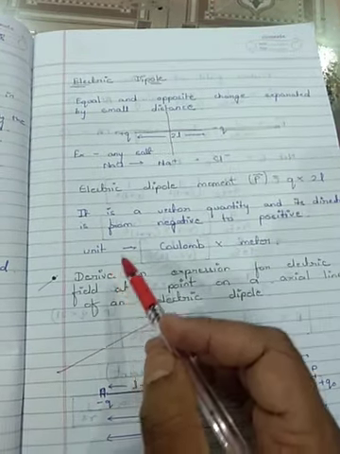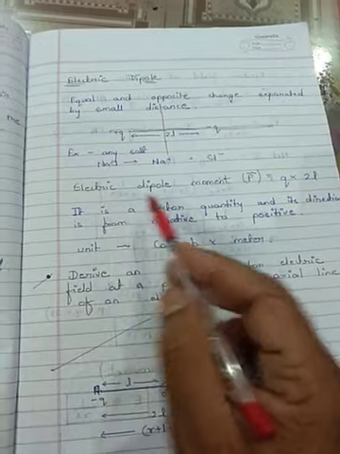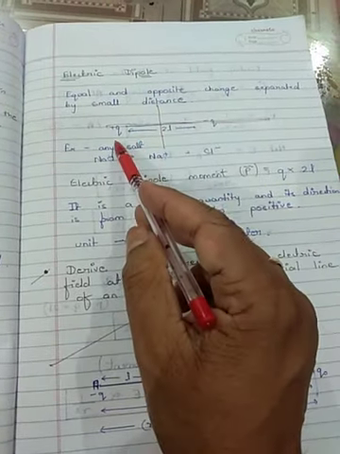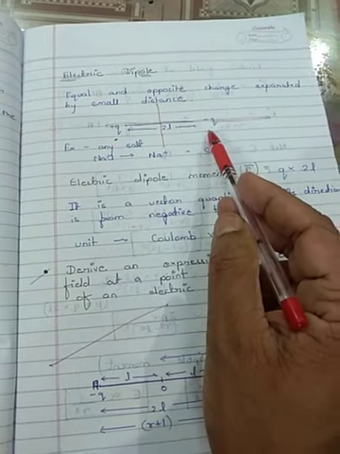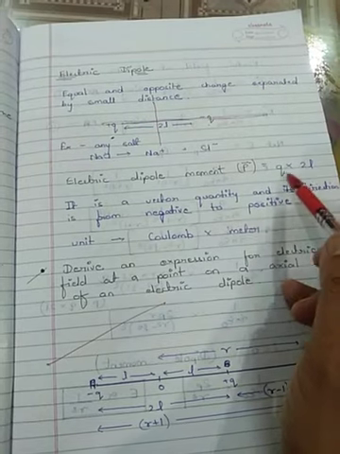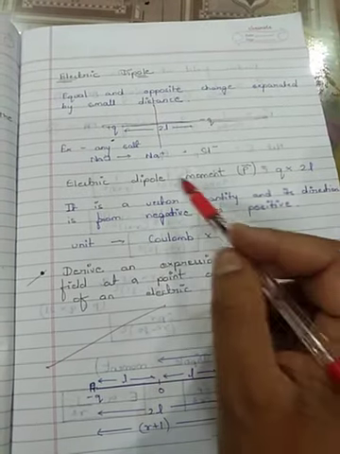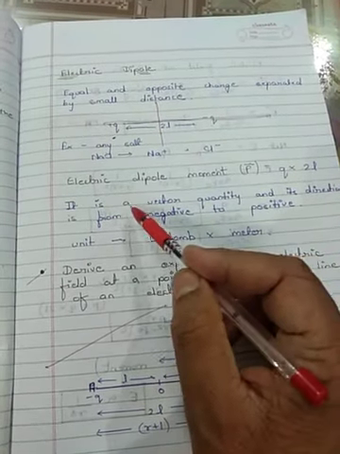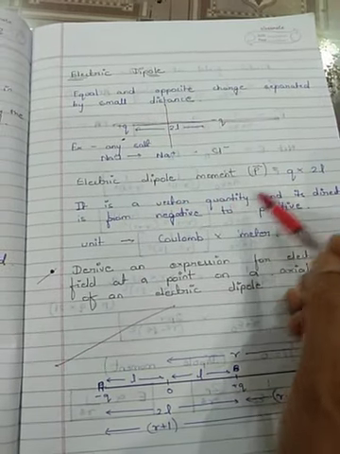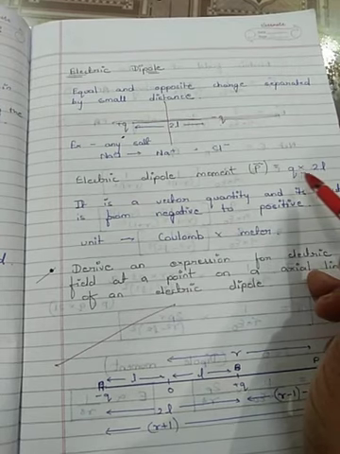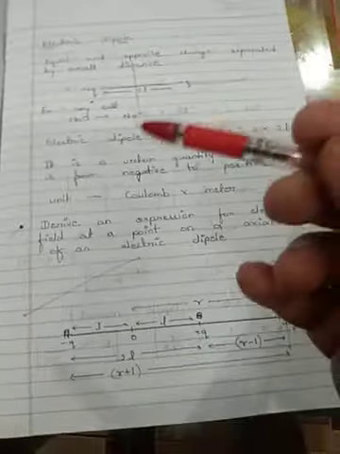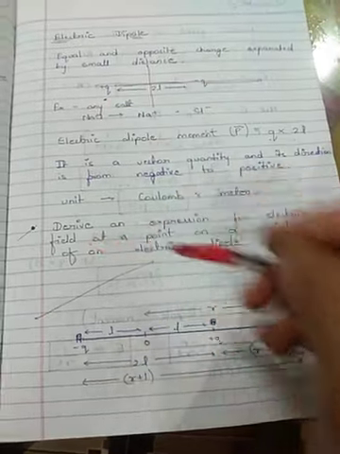Now one of the definitions, electric dipole moment. Electric dipole moment is the product of either charge, you can take plus q or minus q, into the distance between them. What is the distance between them? That is 2l. So 2ql, that is the electric dipole moment. Again it is a vector quantity and its direction is from negative to positive. What will be the unit of electric dipole moment? Coulomb into meter.